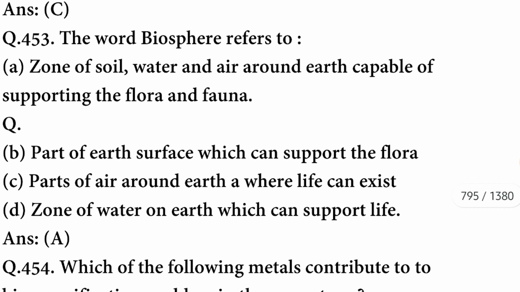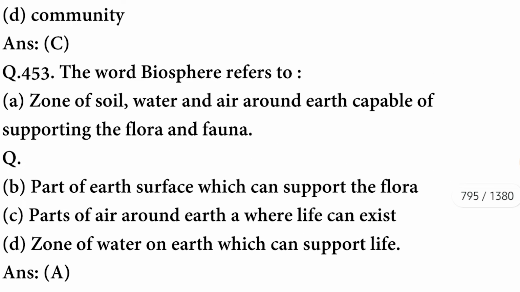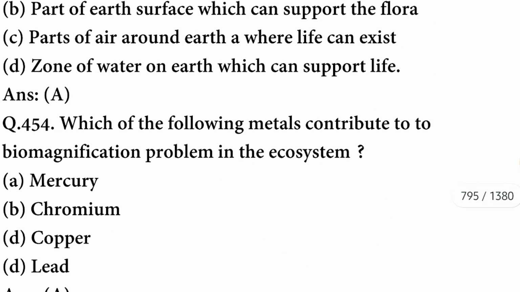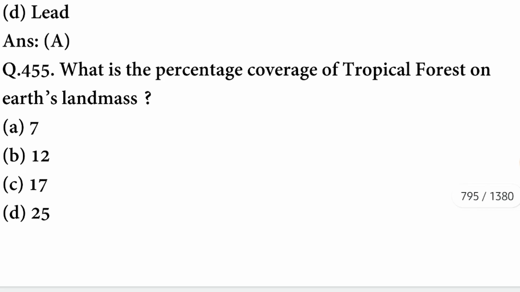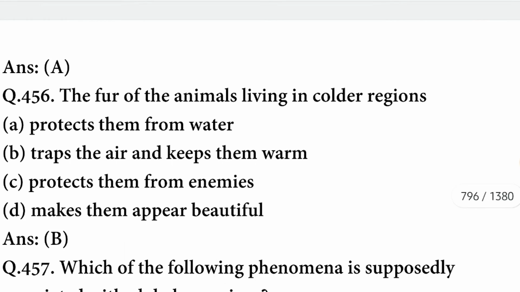The word biosphere refers to zone of soil, water and air around earth capable of supporting the flora and fauna. A option is correct. Which of the following metals contribute to biomagnification problem in the ecosystem? It is mercury. What is the percentage coverage of tropical forest on earth's landmass? It is 7. The option is correct.